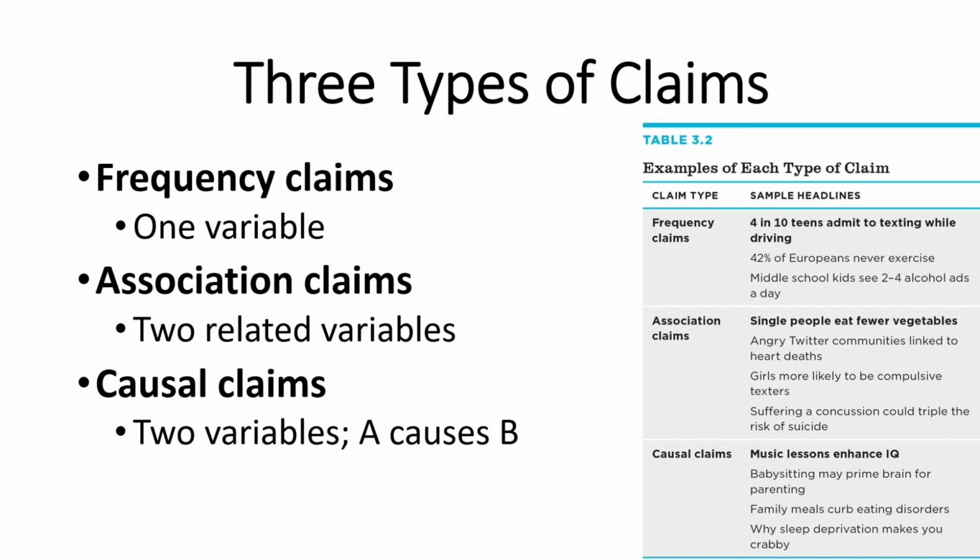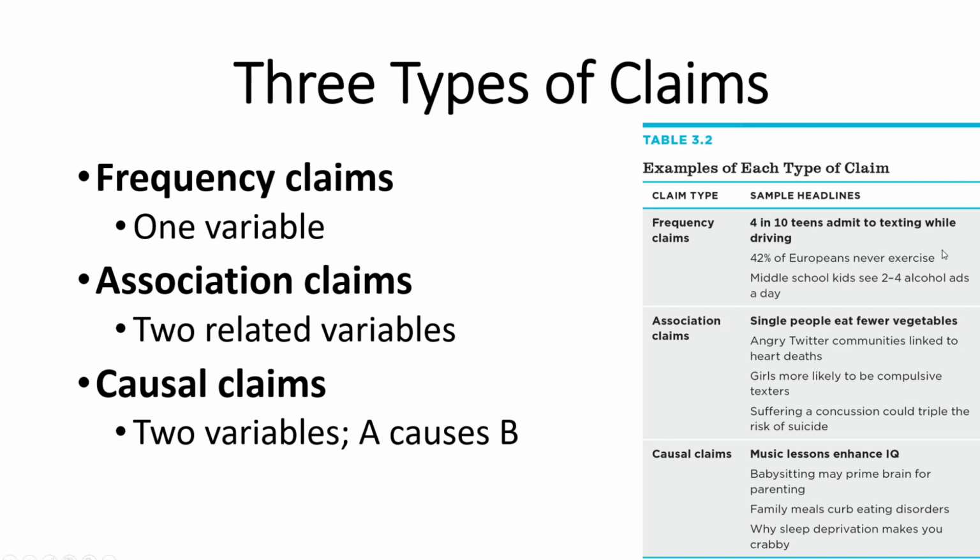But we want to look at sort of the big picture of where we're heading with this course. And so a claim, first off, is going to be some kind of argument that someone is trying to make. So scientists will use data to test and refine their theories and claims. And so our first type of claim is, like we said, a frequency claim. And a frequency claim is going to be a single variable. How often does X happen?